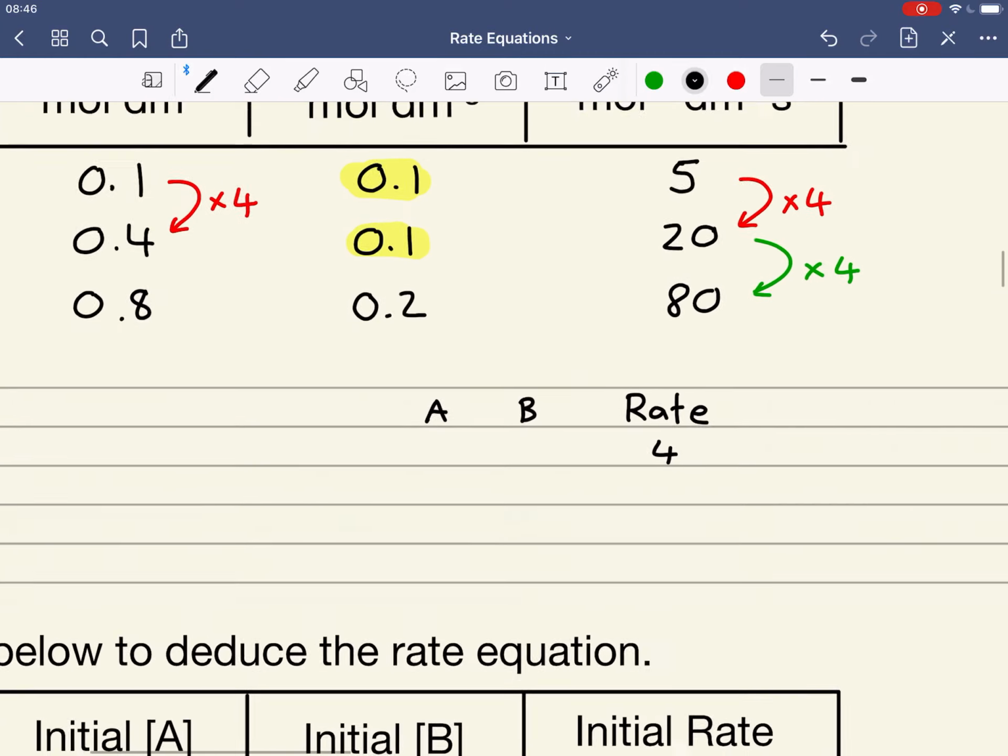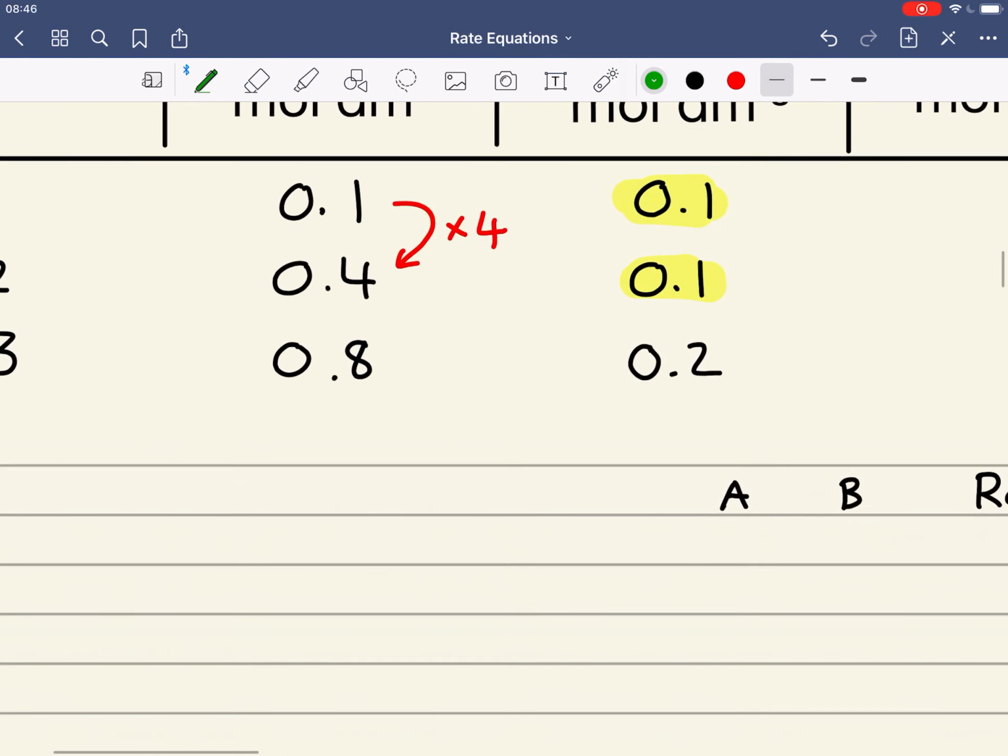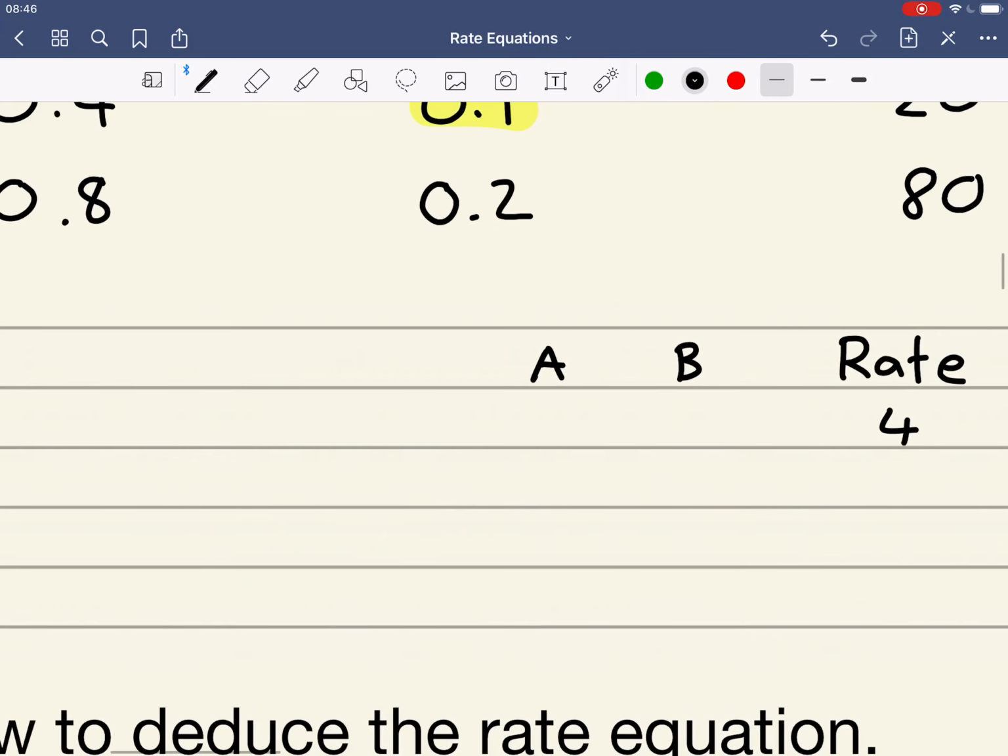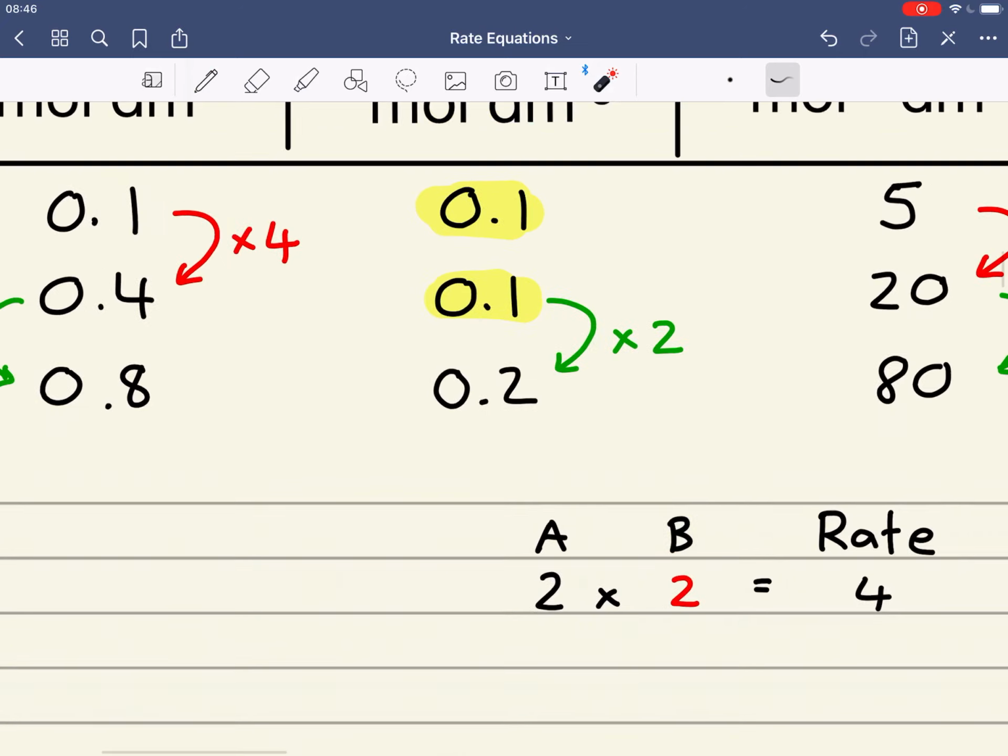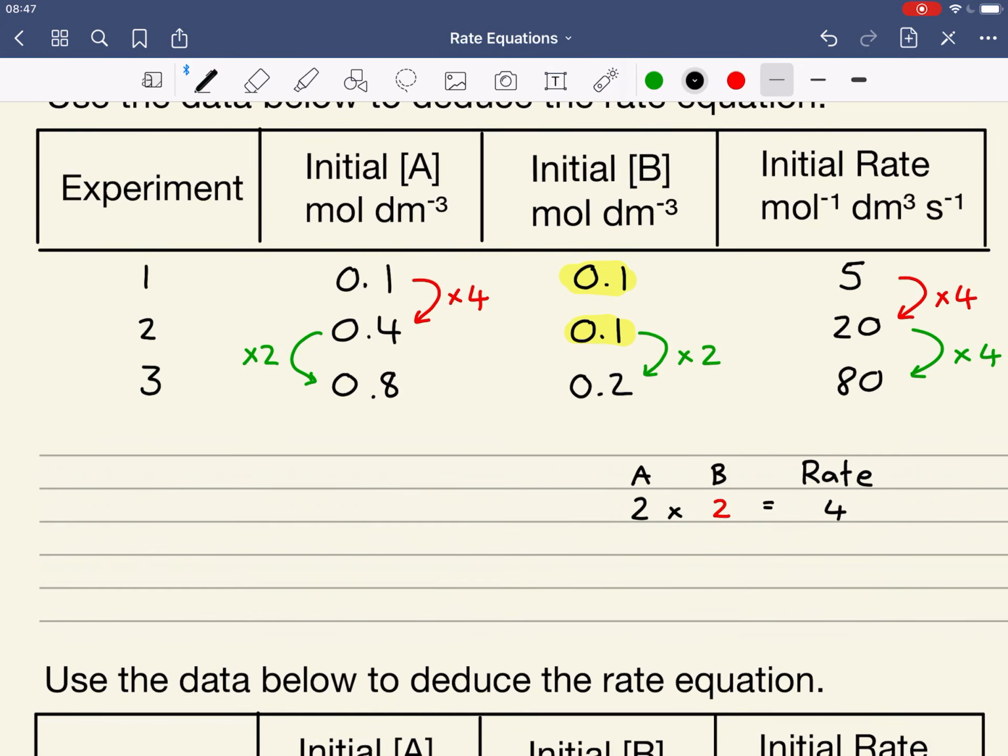Now, it's first order with respect to A, and we've increased the concentration of A by a factor of 2, so that would cause the rate to increase by a factor of 2. So how B is causing the rate to change is this missing number here. And obviously that missing number there is a 2. So whatever you've done to the concentration of B has caused the rate to increase by a factor of 2. And we can see that in experiments 2 to 3, the concentration of B is increased by a factor of 2. That's caused the rate to increase by a factor of 2. So it's first order with respect to B.